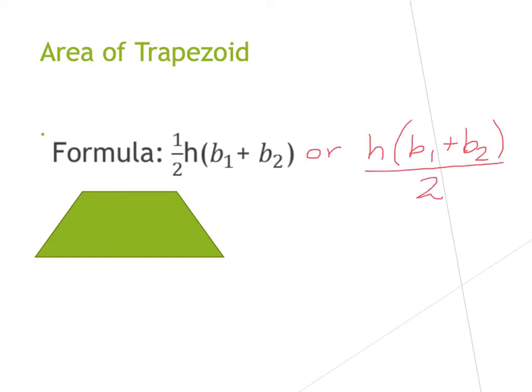All right, and you need to know which one is the height, base 1 and base 2. So base 1 would be this one, base 2 would be this, and the height would be from the top straight down, and it normally has a right angle, and this would be your height here.